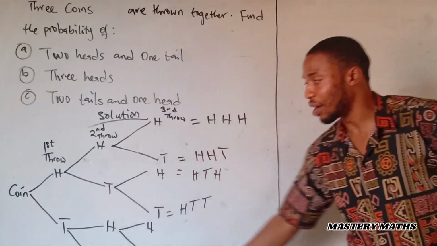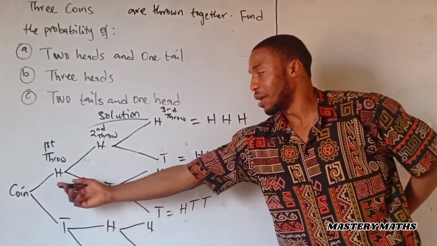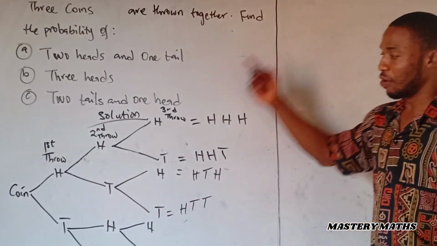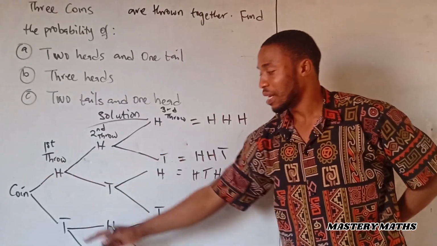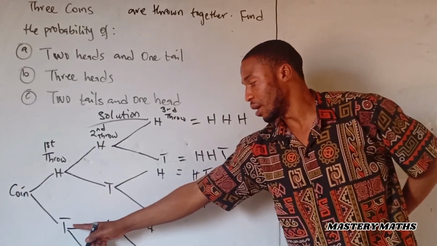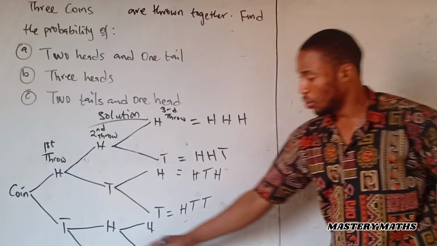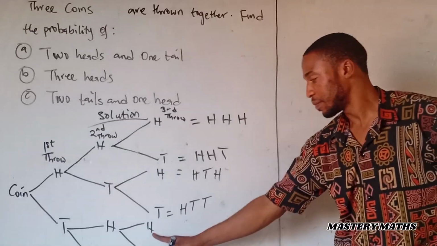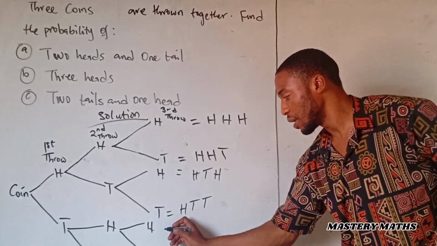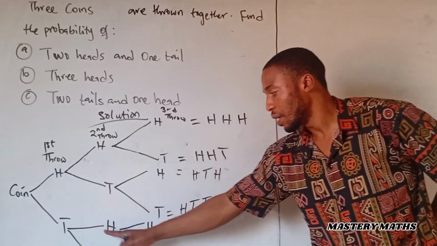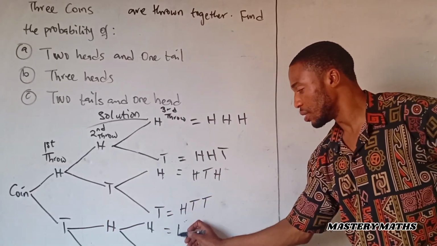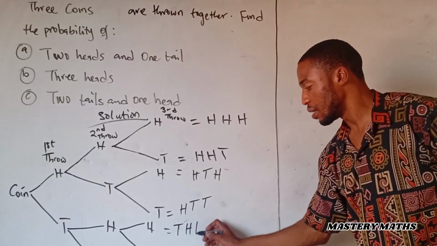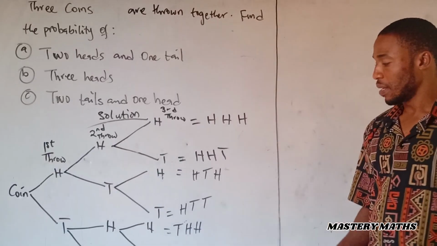Remember, this is a tree diagram of a coin. Now we are done with this first part of the head from the coin. Now let's go to the tail. If you watch the tail, look at the drawing. This is tail, head, head. If you watch here, it is tail, head, head. Now we are done with this.